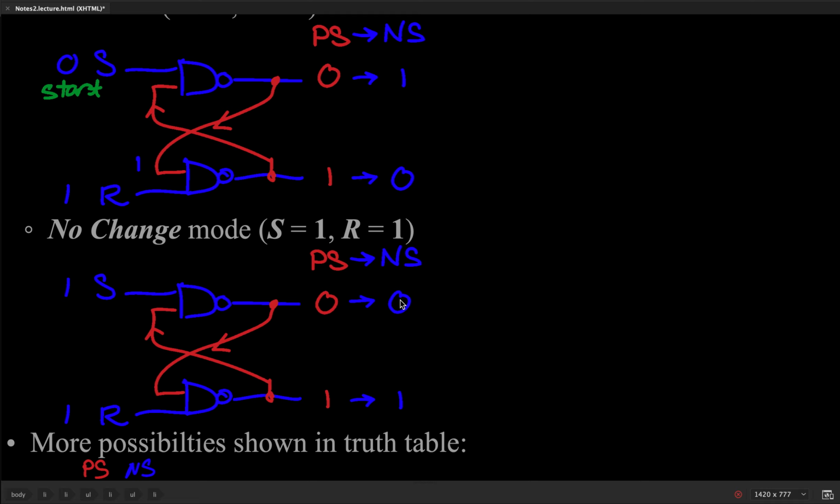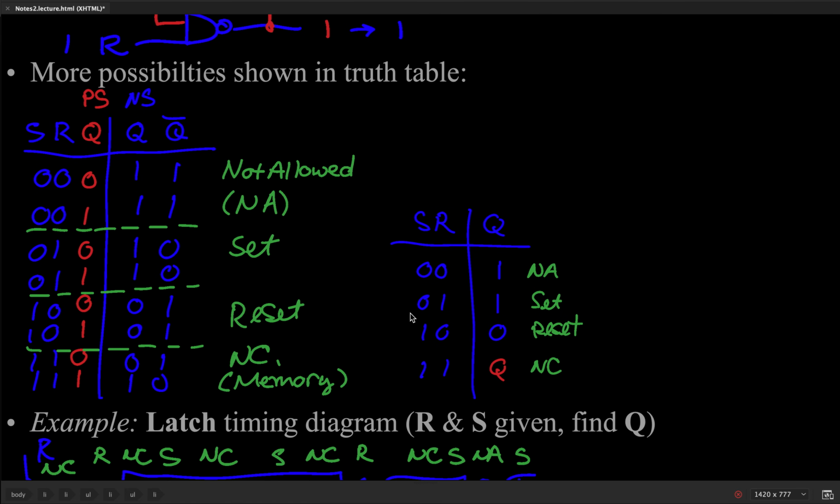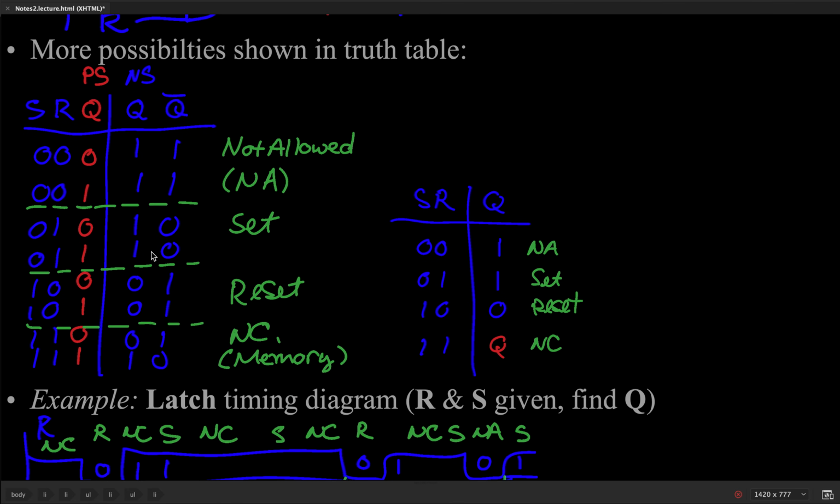This mode is actually the most important mode of the latch because this is the memory mode. This is where it remembers from one time to another time. We call this the no change mode. Now all the possibilities are shown in this truth table.